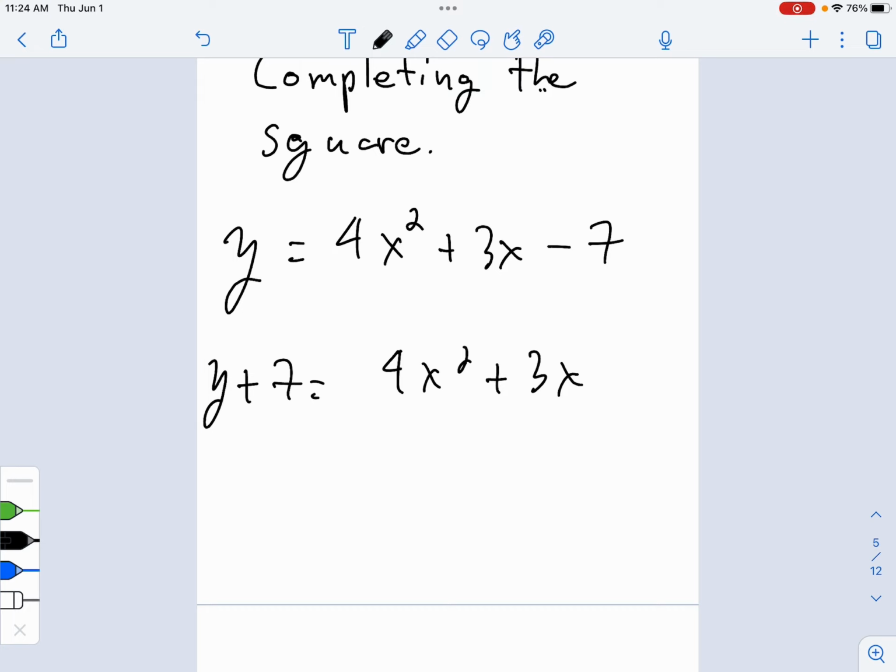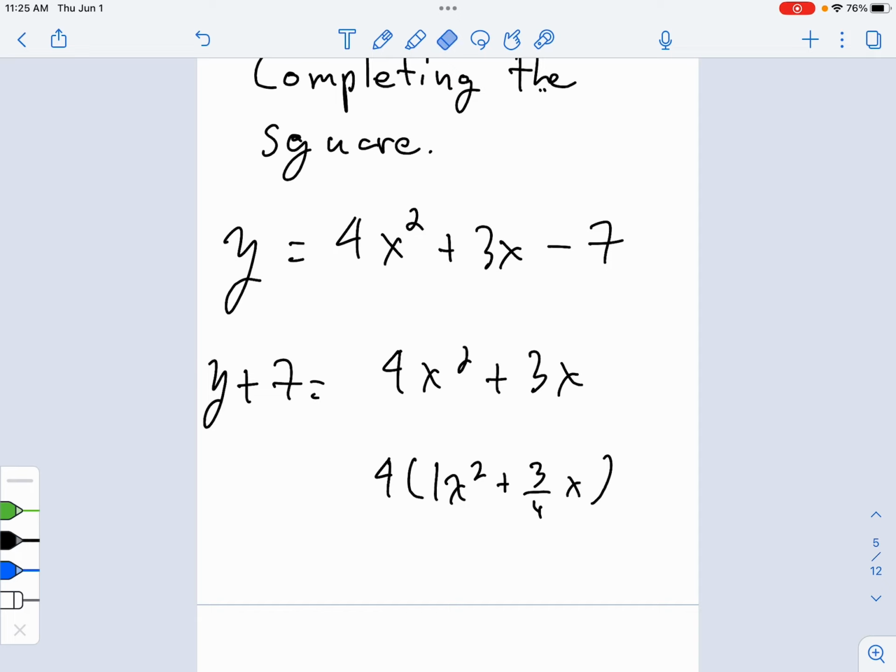Okay, step number 2. You're going to factor out the coefficient of x squared from both the x squared term and the x term. So our coefficient is 4 in this case, so we're going to factor 4 out, and we're going to have a little parentheses there. And what's our result? Well, 4 divided by 4 is 1, so you have 1x squared. And 3 divided by 4 is just 3/4.